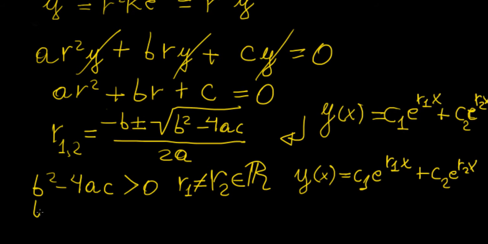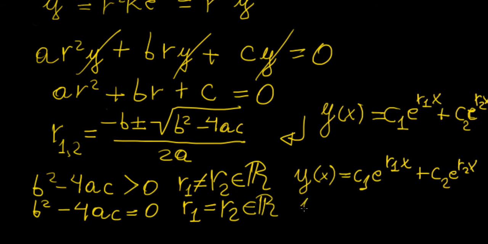In the case that b squared minus 4ac is equal to 0, we're actually going to have the same roots, because if we make this 0, both roots are going to be the same. So they're both going to be real. But now that means that we're going to have the same solution for both. And because we know that this should be a linear superposition of two distinct solutions, what we need to do is manipulate it in such a way that the two functions are different.